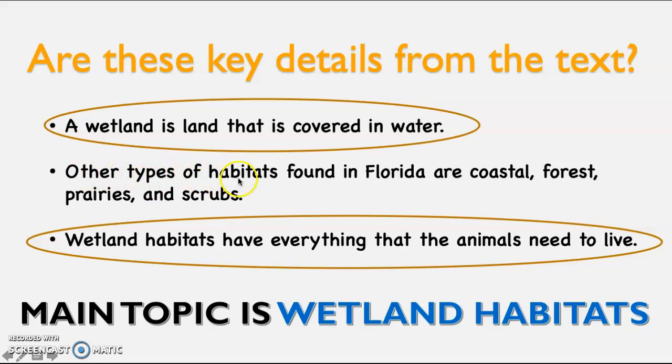Other types of habitats found in Florida are coastal, forest, prairies, and scrubs. Well, this has the word habitats in it, but is it giving me any information about wetland habitats? Is it telling me anything about wetland habitats? Let's read it again. Other types of habitats found in Florida are coastal, forest, prairies, and scrubs. What do you think? Is that a key detail? Is it giving me more information about wetland habitats?